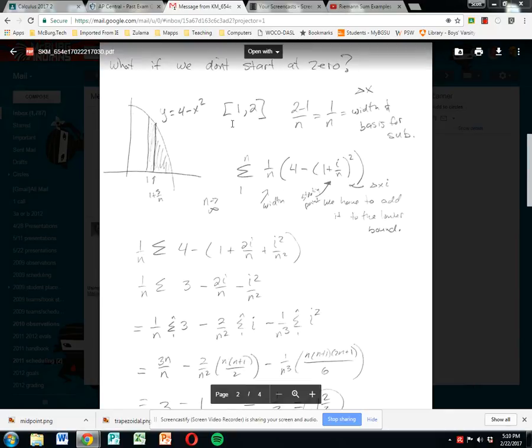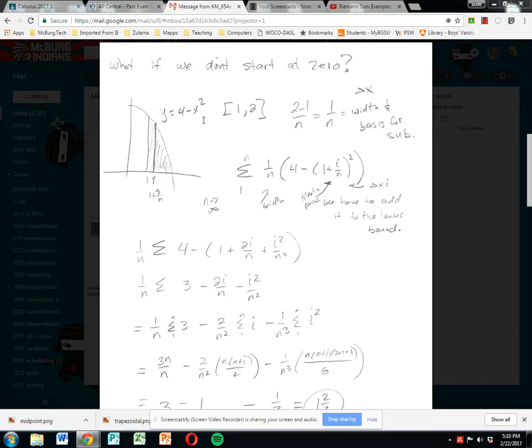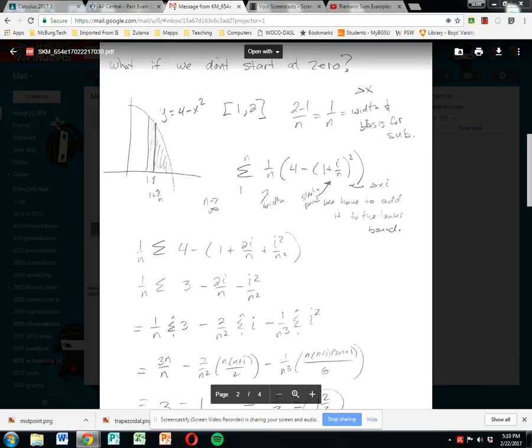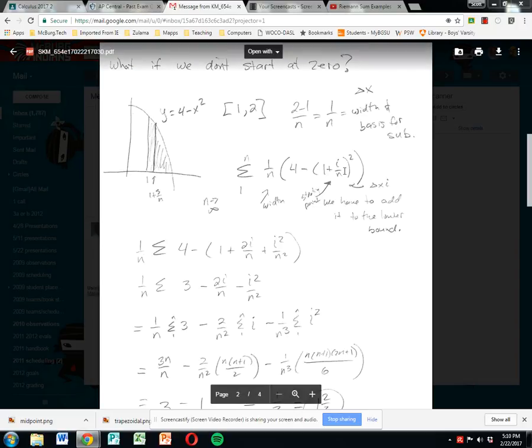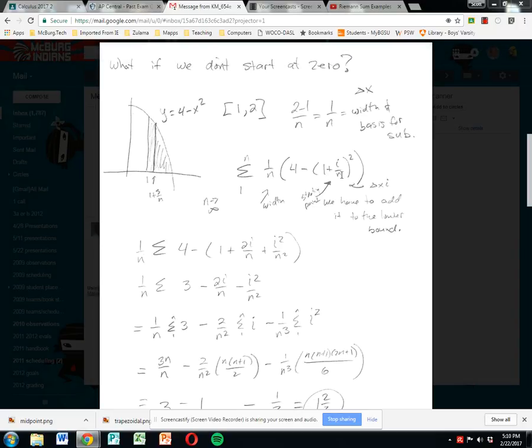What do we do? Well, let's say we start on the interval from 1 to 2, same formula that we looked at before, same function. So again, (2 minus 1) over n is 1 over n, which is delta x. This is the width and basis for substitution. So the width still goes in the same place. Still n approaches infinity, still the summation from 1 to n. Width 1 over n times the quantity 4 minus. Now here's the part. Instead of just i over n, we have to put in the starting point first: (1 plus i over n) quantity squared. Okay, we have to add starting with the lower bound.